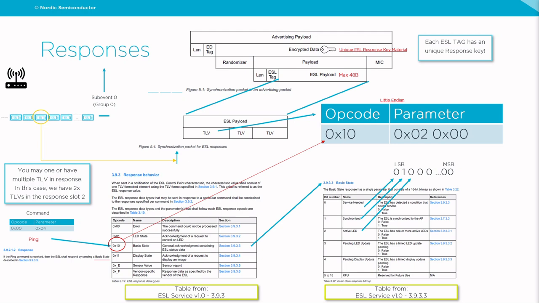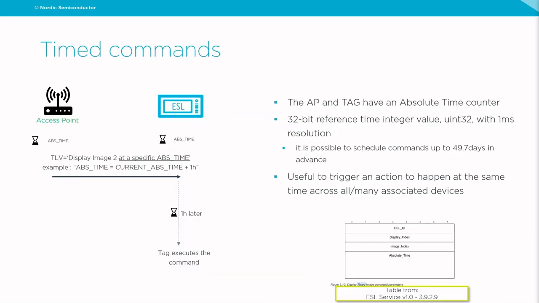So now we will go through some other interesting features and concepts of Bluetooth ESL. As mentioned before, the access point and all the tags share the same absolute time. This is a 32-bit absolute time counter with a 1 millisecond resolution. So it's possible to schedule commands up to about 49 days in advance. For example, let's say that we want a tag to display an image in 1 hour from now, independently from the access point.